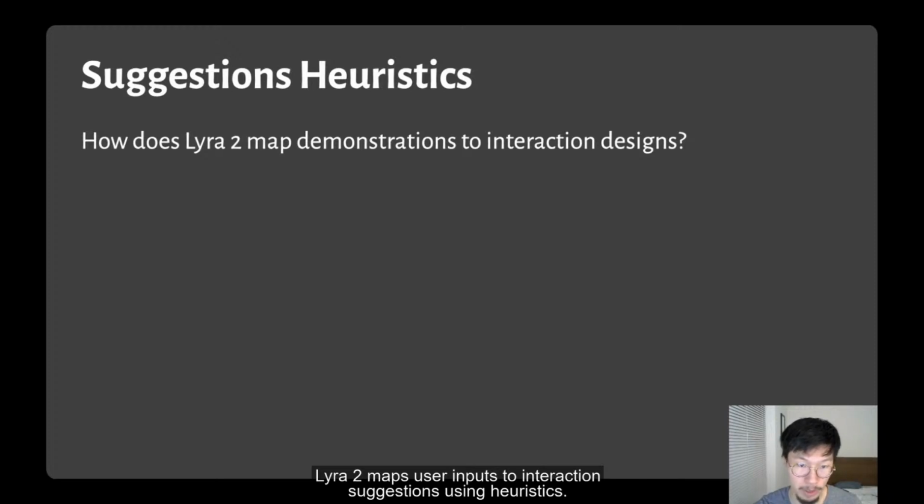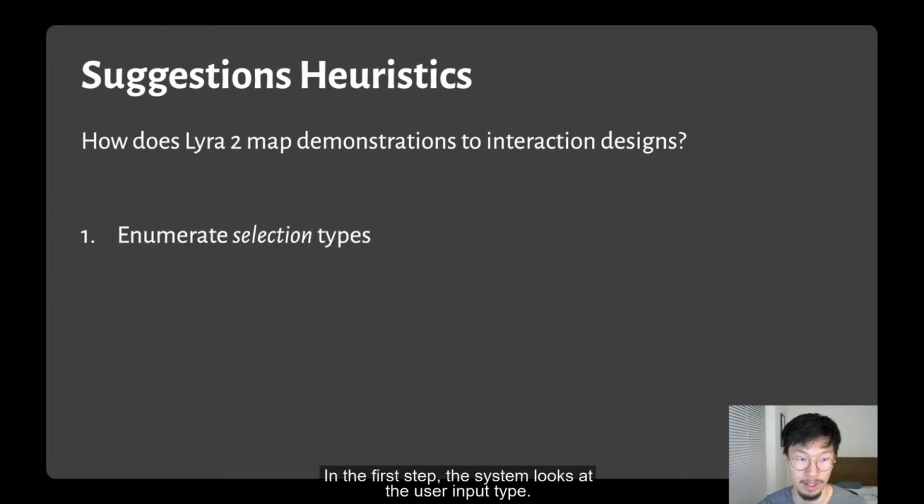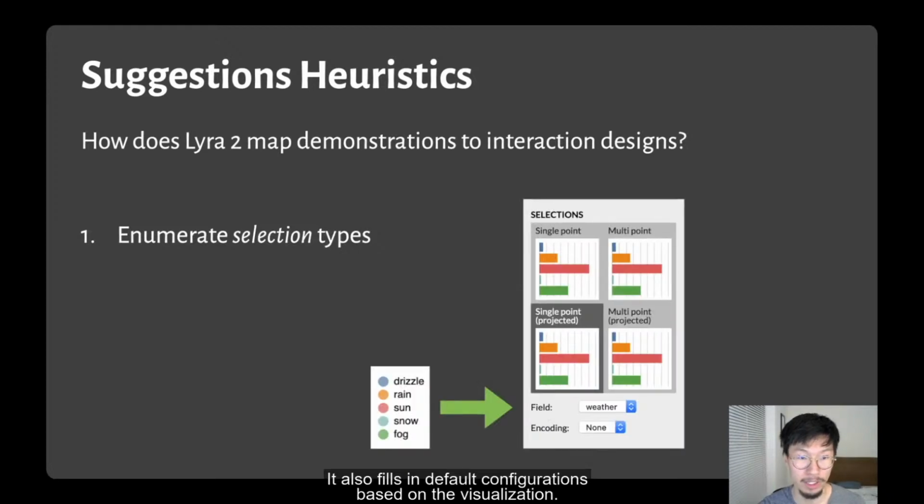Lyra 2 maps user inputs to interaction suggestions using heuristics, which are implemented as a series of if-else production rules informed by design principles and exploratory tests. In the first step, the system looks at the user input type. It maps clicks to point selections and drags to interval selections. It also fills in default configurations based on the visualization.